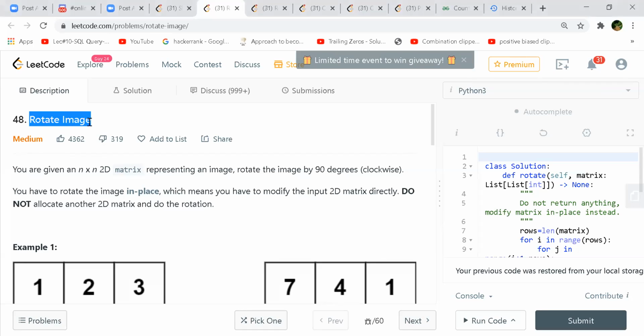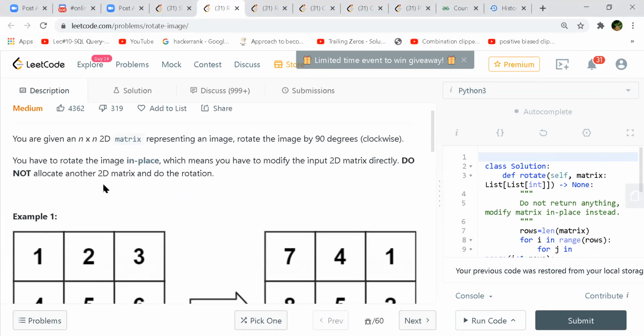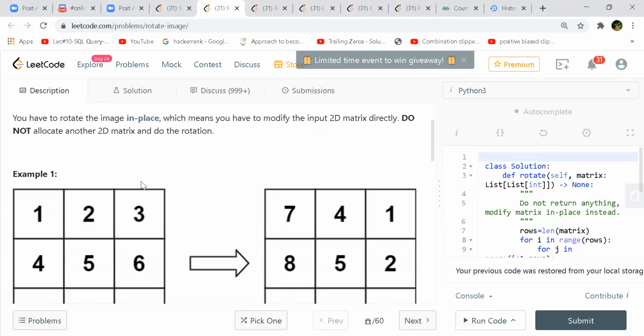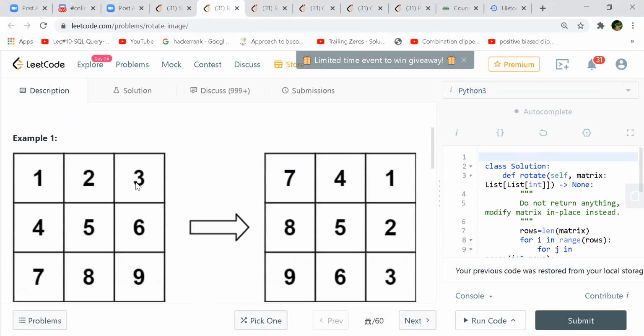So this is our rotate image problem. We are given an n cross n 2D matrix representing an image, and we have to rotate this image by 90 degrees clockwise. You have to rotate this image in place, which means to modify the input 2D matrix directly. We shouldn't allocate another 2D matrix. Okay, in place. So if you rotate clockwise, 147 will become 741, and this will be 456. I mean, rows will become columns.